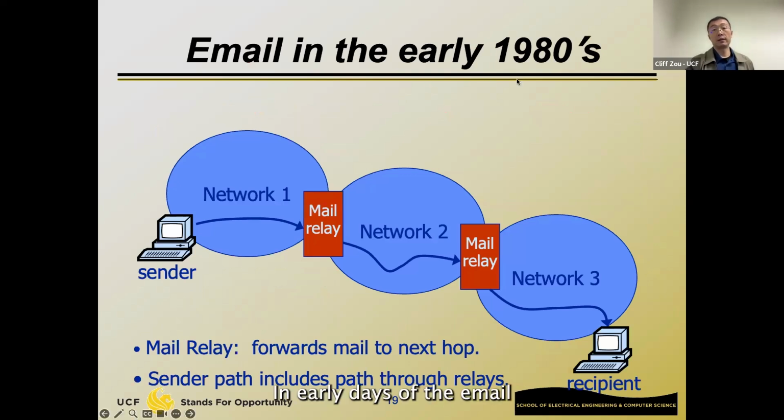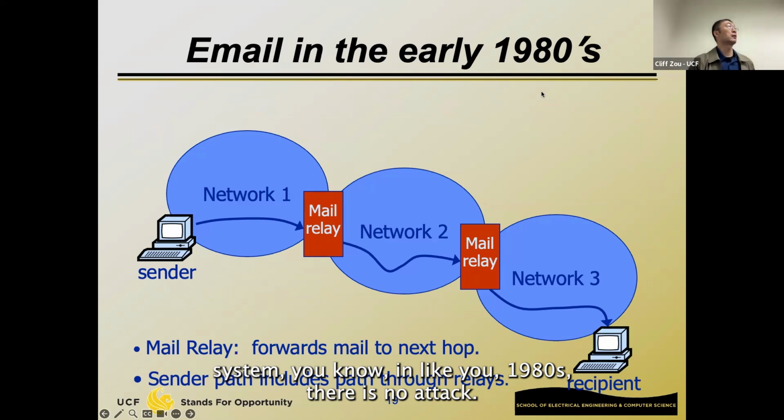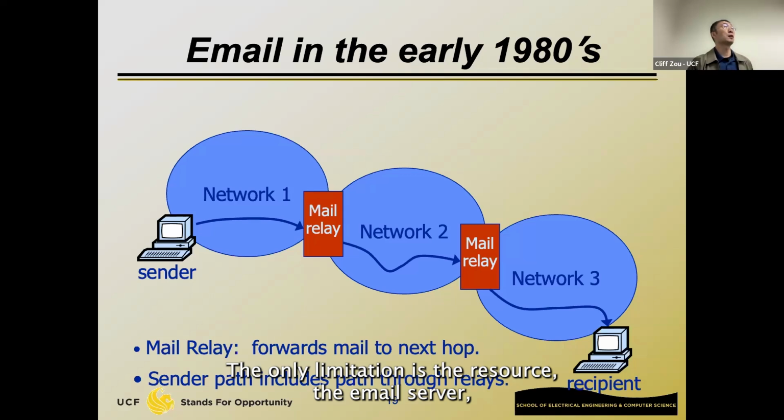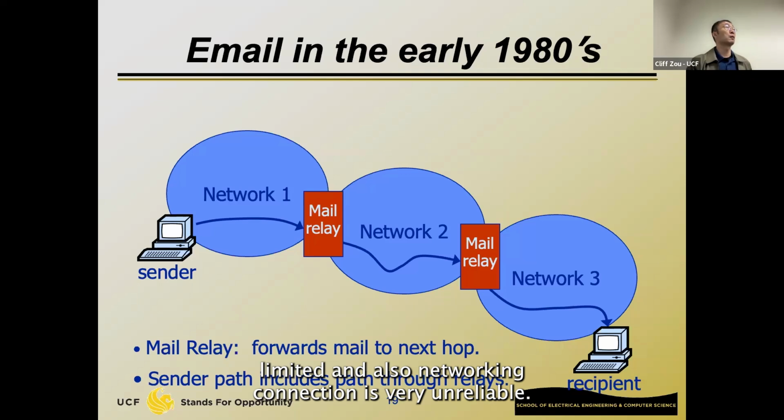In the early days of the email system, in the 1980s, there was no attack. People didn't worry about attacks. The only limitation was resources. The email servers were limited, and the networking connection was very unreliable, so your network connection could be frequently interrupted.